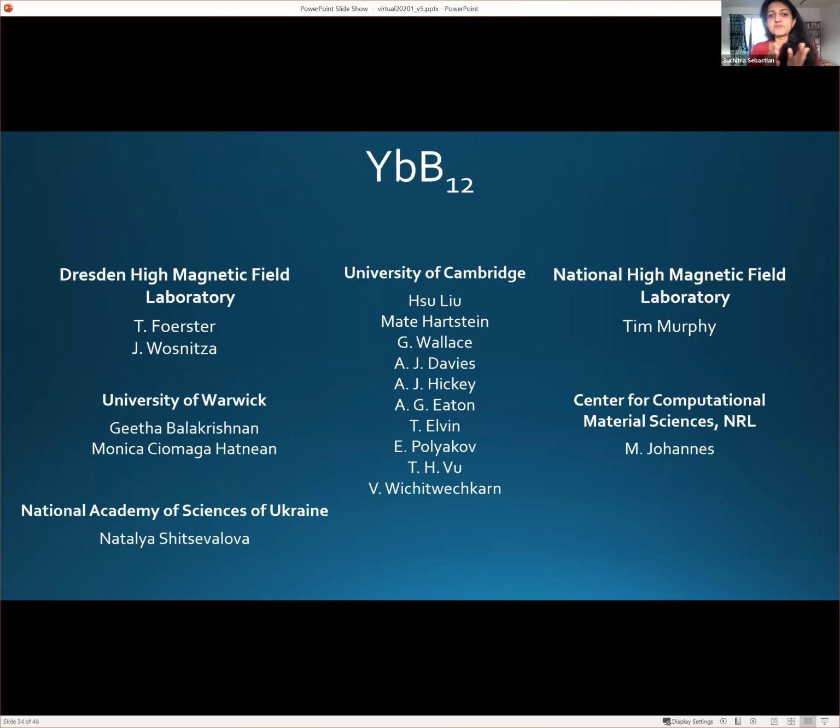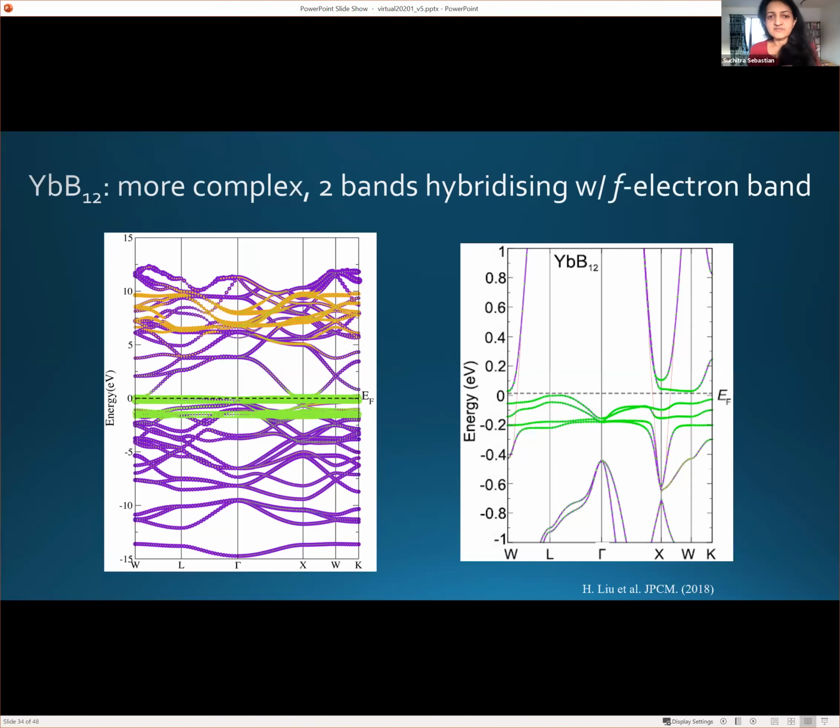Okay, so the most important thing to be said about YbB12 is that in this material, the band structure is much more complex because there are 2 bands hybridizing with the f electron band. So you can see here the underlying parabola, again, like the conduction electron band in samarium hexaboride, but now there are 2 parabolas, one centered at W and one centered at X. So there are 2 conduction sp bands which are crossing the f electron band. So now we have a much more complicated band structure to grapple with, and this is going to make it more challenging to compare the observed oscillations with the band structure calculations.